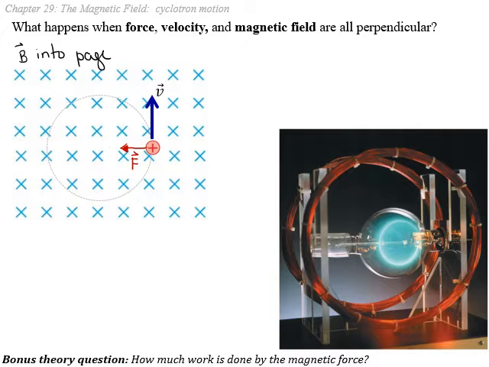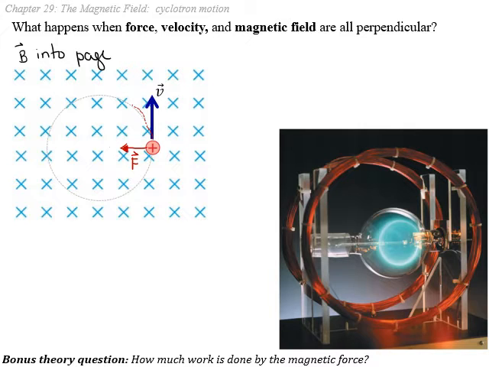So now if we look at this, we have a force to the left while something is moving straight up. The force and the velocity are perpendicular. That tells us that the force can only change the direction of the velocity. It can't change the magnitude. So our particle is going to start to drift to the left as it moves upwards at the same time.